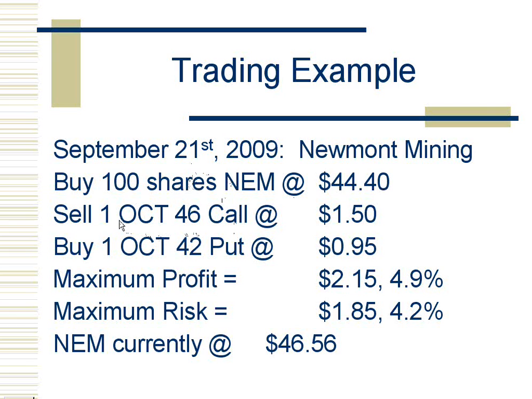At the same time, we're going to sell an October 46 call for $1.50, and we're going to buy an October 42 put for 95 cents. Okay? So we make a little bit of net credit there, about 55 cents or so. The maximum profit, remember, occurs if the stock's trading above $46 per share on October expiration and would be $2.15 or 4.9%, and the maximum risk if the stock dropped below 42 would be $1.85 or 4.2%. Well, here we are a day before October expiration, and Newmont is currently trading at $46.56.